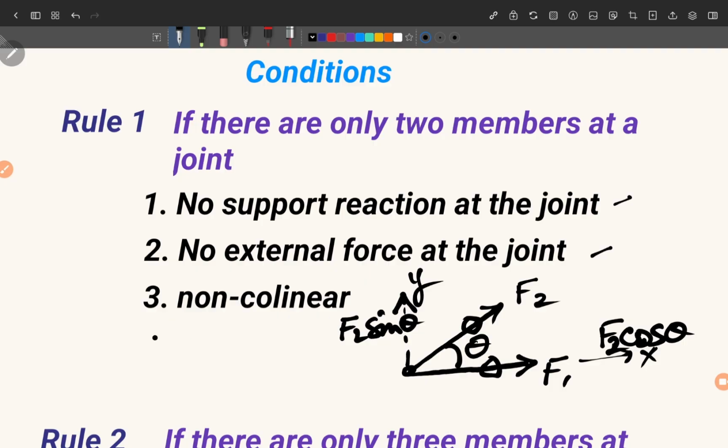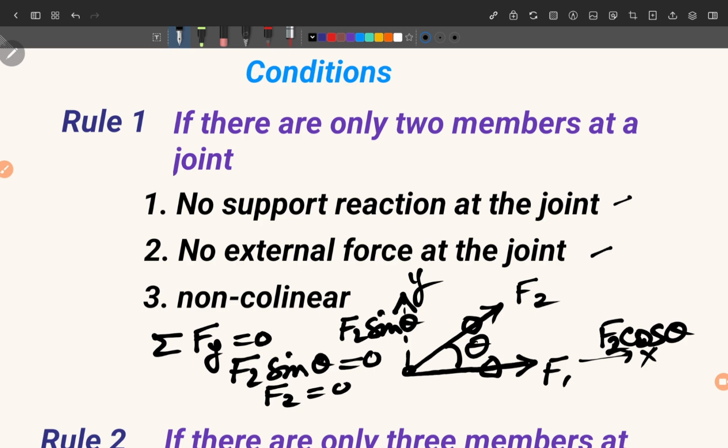So to maintain the equilibrium of the joint, because it says that sigma Fy equals 0, that means the algebraic sum of all the forces in the y direction should be equal to 0. Therefore we can say that F2 sin theta will be equal to 0. If F2 sin theta is equal to 0, that means F2 is equal to 0, because sin theta is not 0, the angle has some value, it is other than 0.